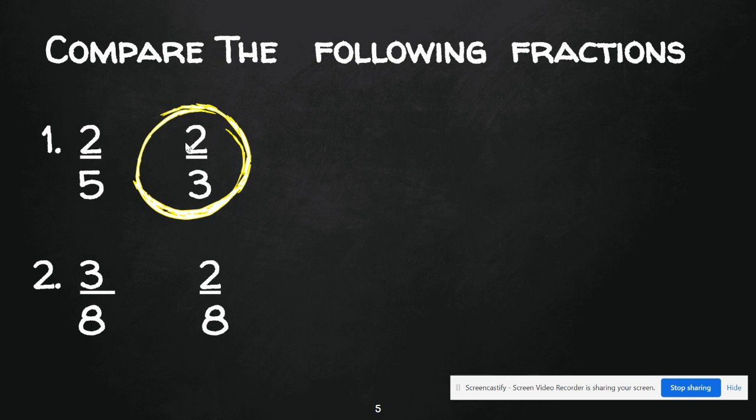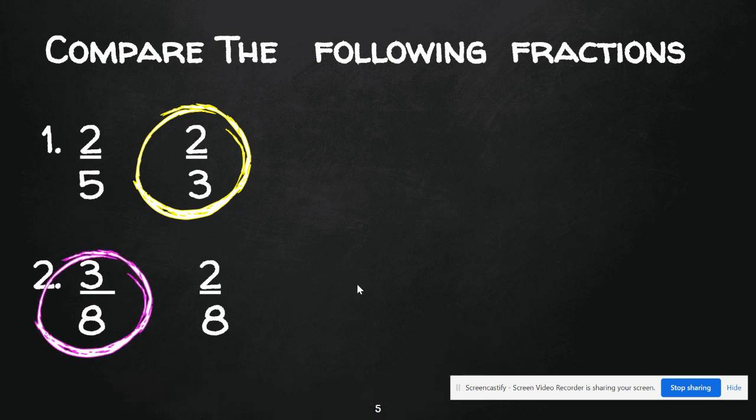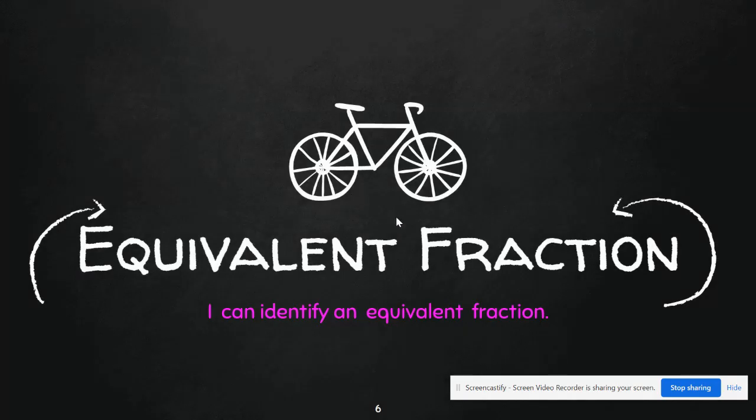We have the same numerator, so we're going to go through the denominator. The smaller the denominator is, the greater the fraction is going to be. If you draw it, you can see it better. Then let's do the next one. We have the same denominator, so the greater one is going to be 3/8 because when we compare fractions with the same denominator, the greater the numerator is, the greater the fraction will be.